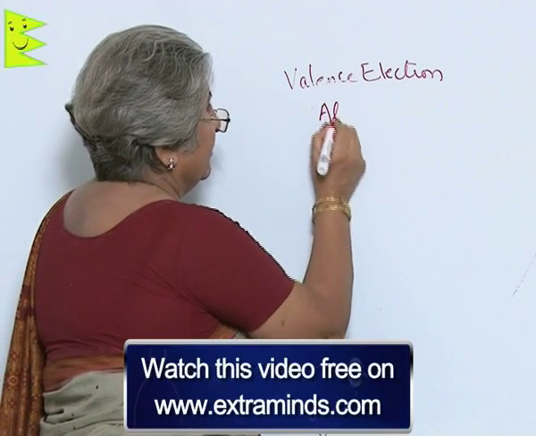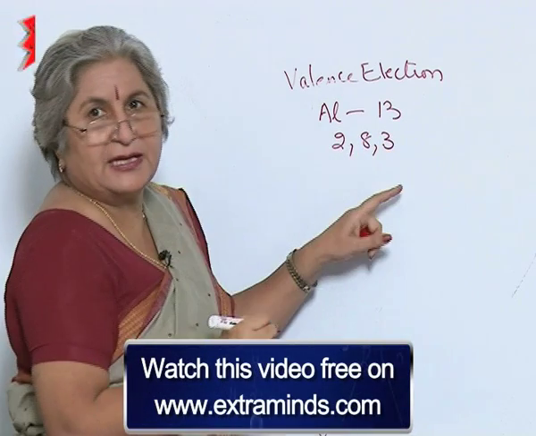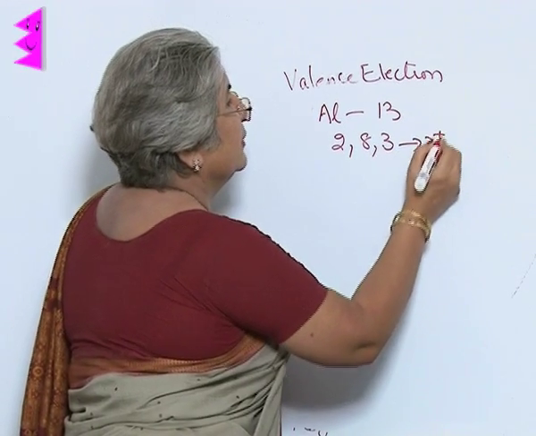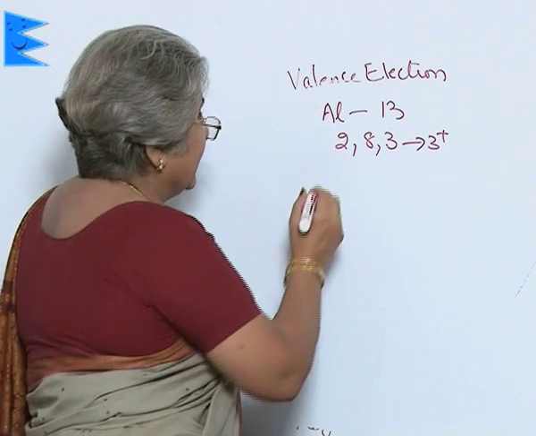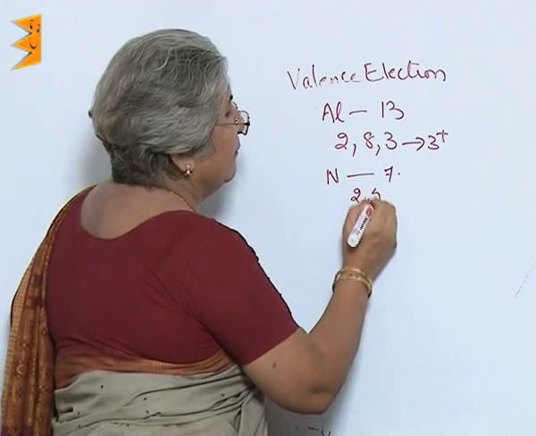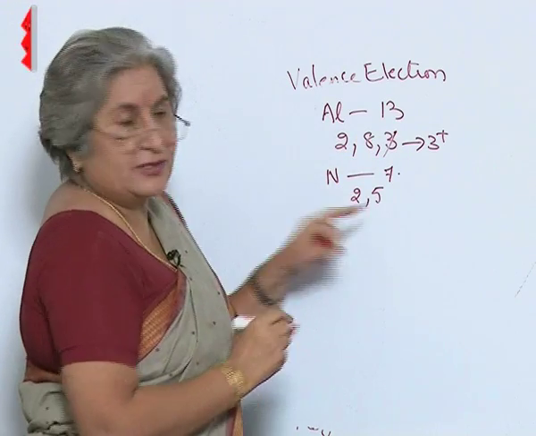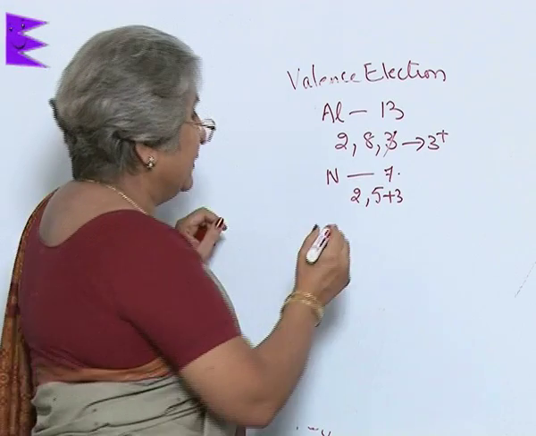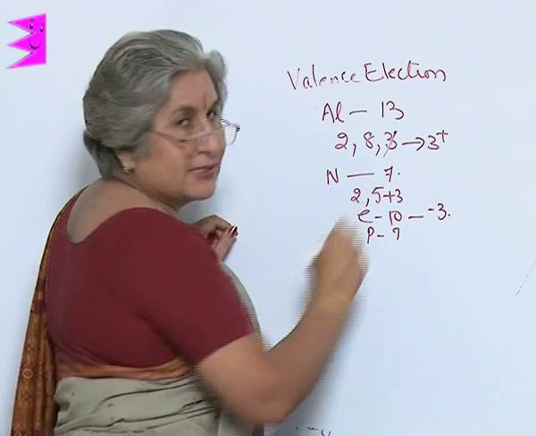Aluminium has 13 electrons, 2, 8, 3. So, it can lose 3 electrons and its charge will become 3 positive, because then it will have 10 electrons and 13 protons. In the case of nitrogen, there are 7 electrons, 2 and 5. Now, this can gain 3 electrons. So, that means the electron number will become 10 while protons will remain 7. So, it is minus 3.